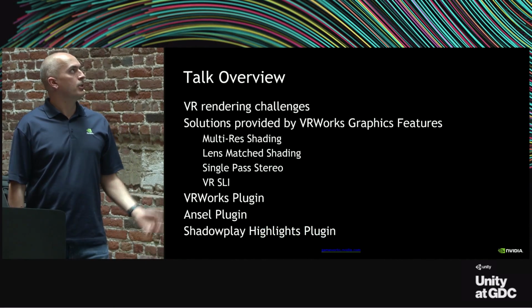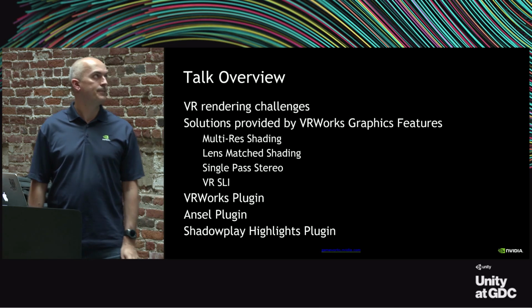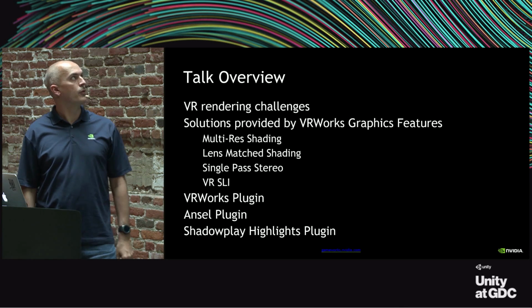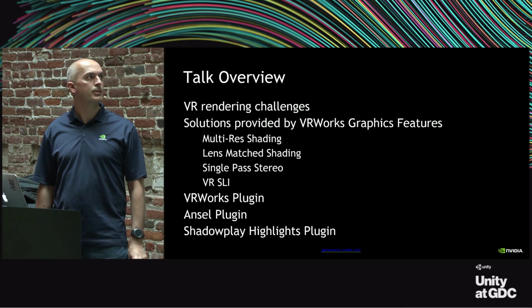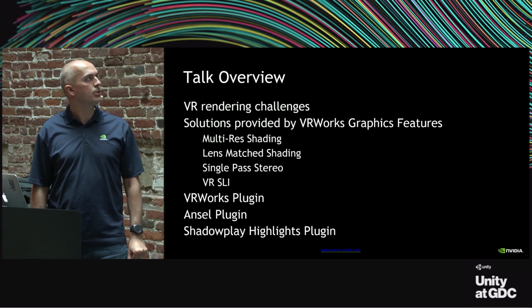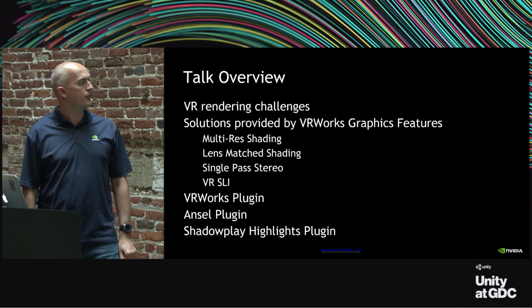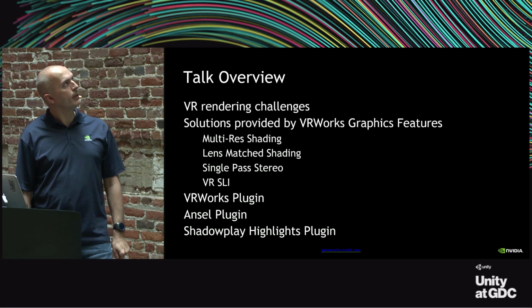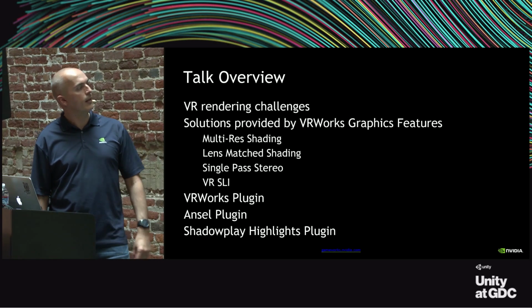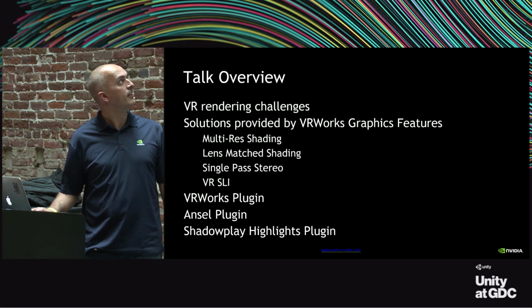So here's the quick talk overview. We're going to discuss a little bit the VR rendering challenges, and then we're going to focus on solutions provided by the VRWorks graphics features. So we're going to cover multi-resolution shading, lens match shading, single-pass stereo, and VR SLI. And then we're going to have a look at the actual plugin itself in Unity. And then after that, the Ansel plugin and the highlights plugin. So Shavin already covered that, so that's from the old presentation.